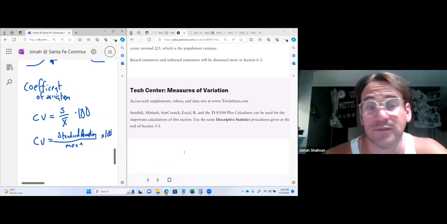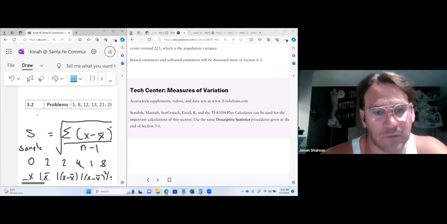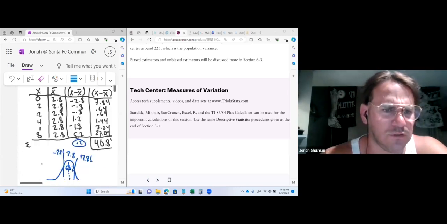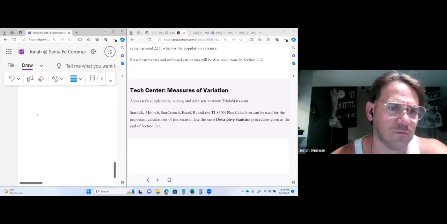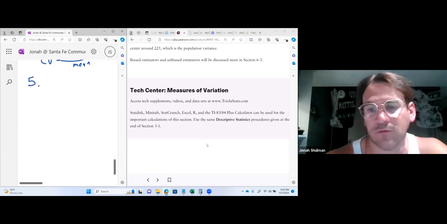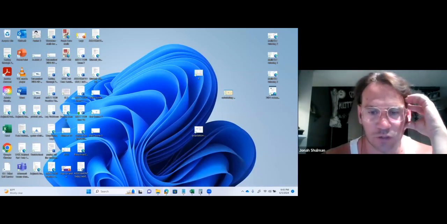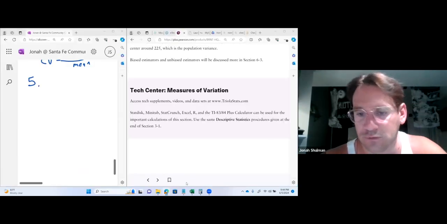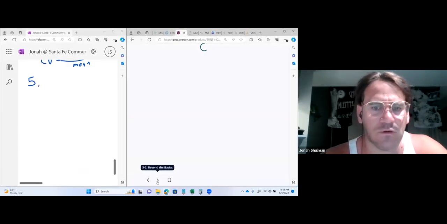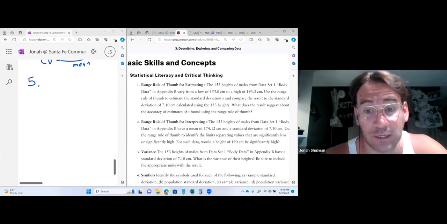Oh, well, we made it to the end. I even learned 2 formulas on here too. So let's do 5, 8, 12, and 13, or as many as I feel like. Let's start with number 5. So here we go, here's number 5. Range rule of thumb, thank God we're skipping that.